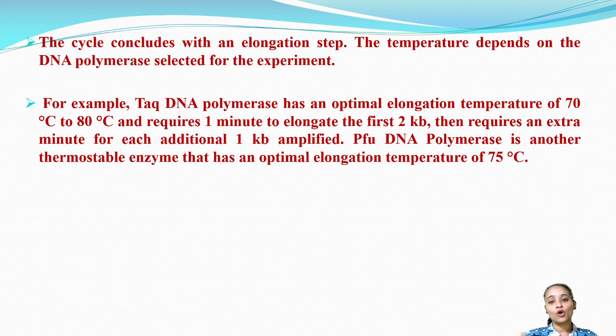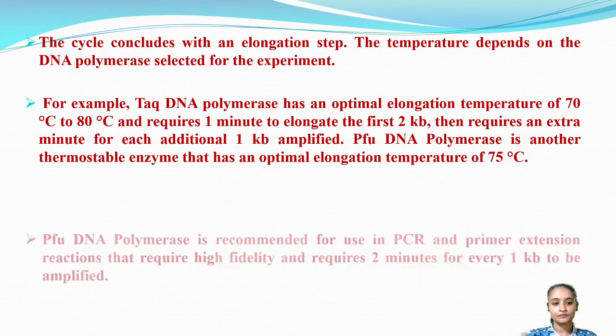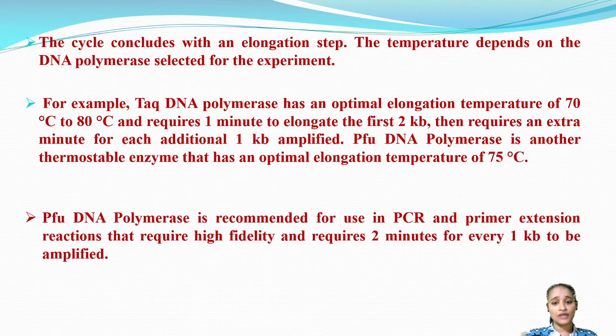Pfu DNA polymerase is another thermostable enzyme that has an optimum elongation temperature of 75 degrees centigrade. Most researchers also use this Pfu DNA polymerase instead of Taq DNA polymerase, because it also works at a temperature of 70 to almost 80 degrees centigrade. Pfu DNA polymerase is recommended for use in PCR and primer extension reactions that require high fidelity, and it requires 2 minutes for every 1 kb to be amplified.